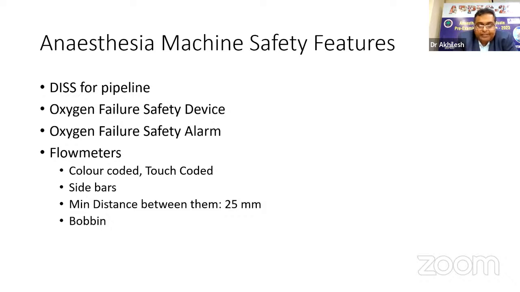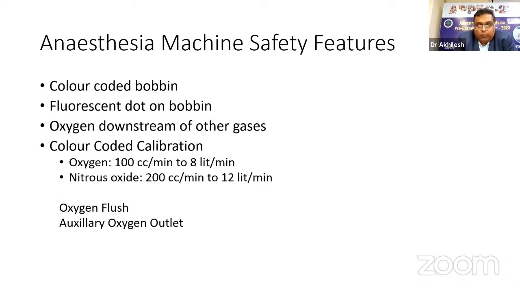Then oxygen failure safety device, oxygen failure safety alarm. Coming on to the flow meters, they are color coded, touch coded. There are sidebars in the minimum and maximum position. The minimum distance between 2 flow meter knobs is 25 mm, and there's a bobbin. Again, coming on to the bobbin, it's a color coded bobbin. I've talked about the fluorescent dot on the bobbin. Then oxygen is always downstream of other gases. We have talked about this also.